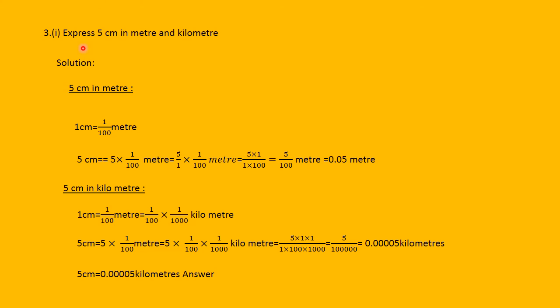Now let us see the third question. Express 5 centimeters in meter and kilometer. Let us convert 5 centimeter in meter first. So what is 1 centimeter? 1 upon 100th meter. The 100th part of a meter is a centimeter. 1 centimeter is equal to 1 upon 100 meter. So what happens to 5 centimeters? Both sides you multiply it by 5. So 5 centimeters is equal to 5 into 1 by 100 meter.